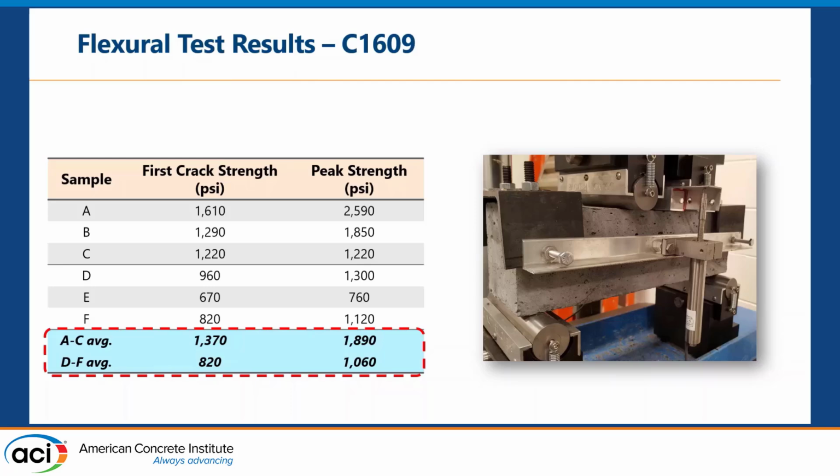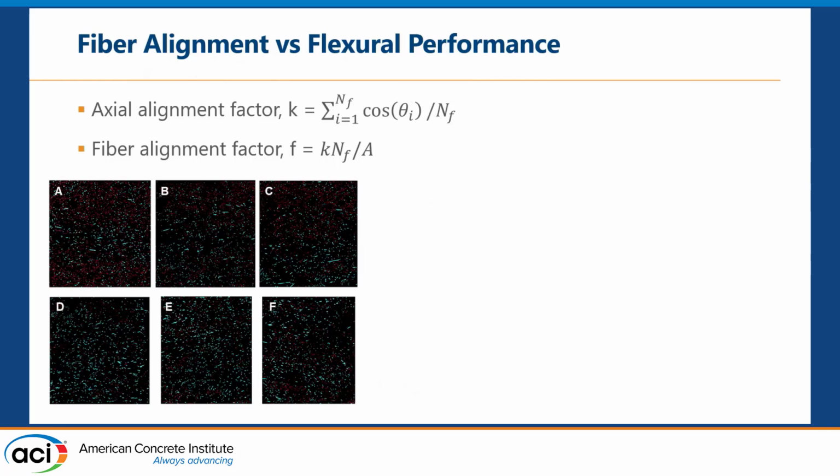Again, the first group, A, B, and C, were parallel to the flow. D, E, and F were perpendicular to the flow of the concrete. And it was no surprise that the first group has higher flexural strength than the second group, right? So that is the flexural result. Our question is, can we find a relationship between fiber alignment based on our 2D image analysis and the flexural performance?